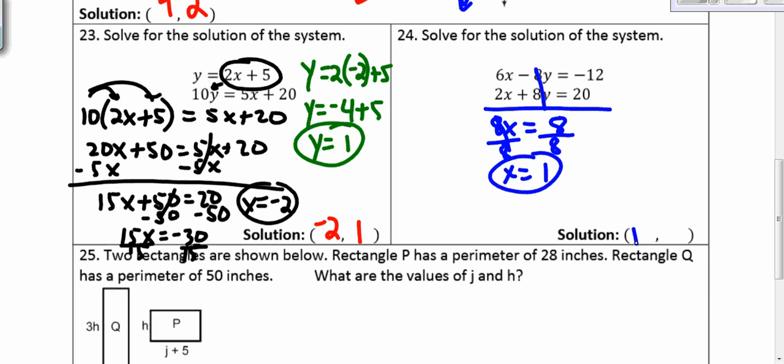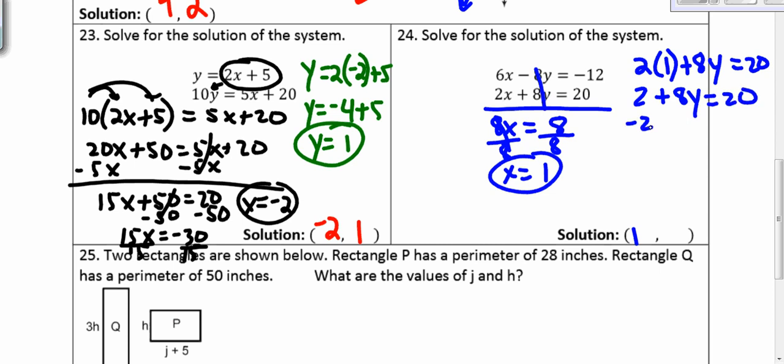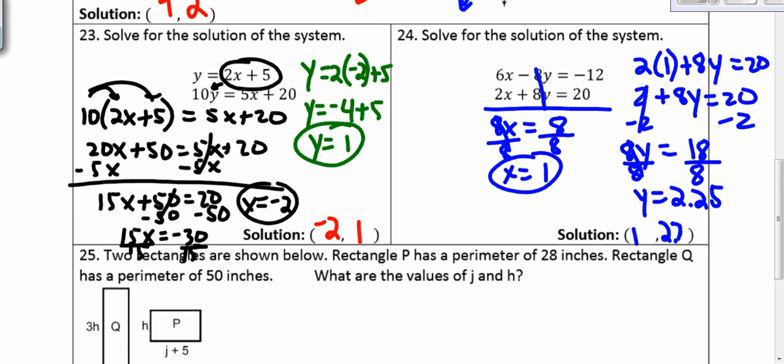There's a lot of these questions on here. Yeah, I'm going to pick the bottom one. You have 2 times 1 plus 8y equals 20. So we're just going to go 2 times 1 is 2. 8y equals 20. Minus 2 on both sides. You get 8y equals 18. Then you divide by 8. Y equals 2.25. That's it.